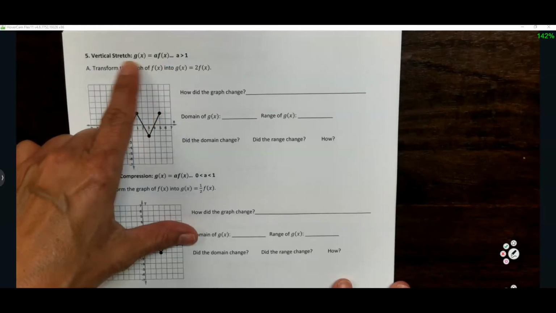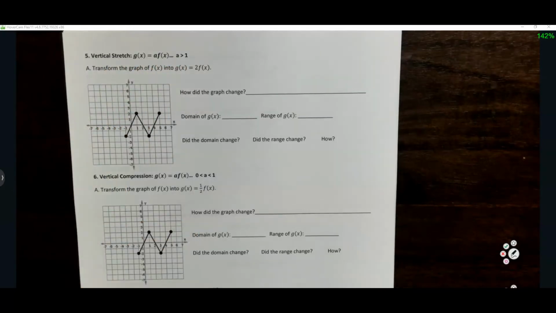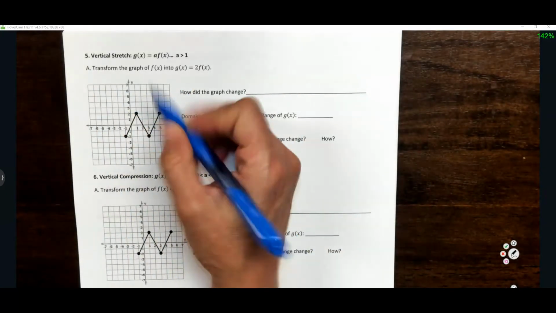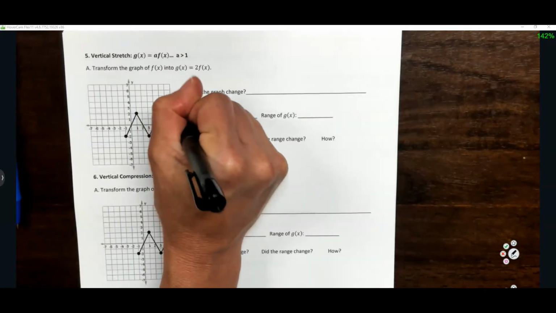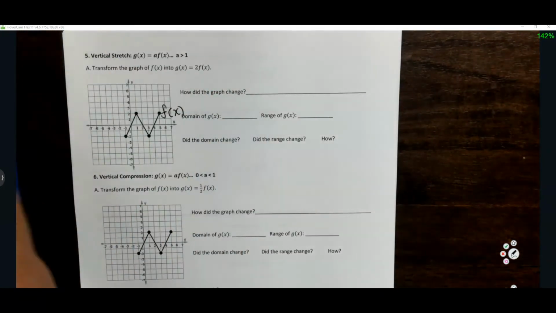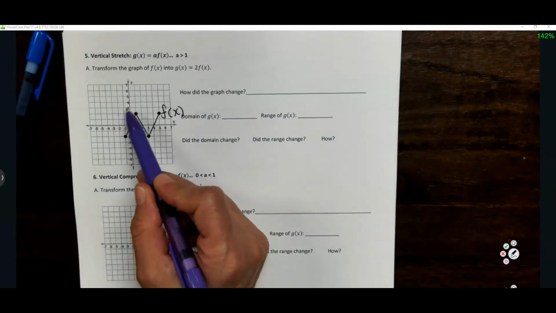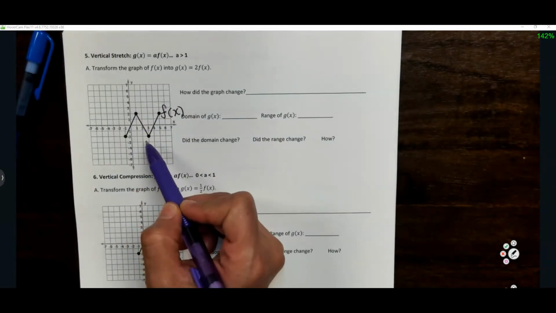15, we are finally talking about a vertical stretch. And remember, when A is greater than 1, it's going to be a vertical stretch. So what we're going to do is take f of x, and I didn't write f of x on here, so please title that. That's really going to help you. And we're going to vertically stretch this graph.